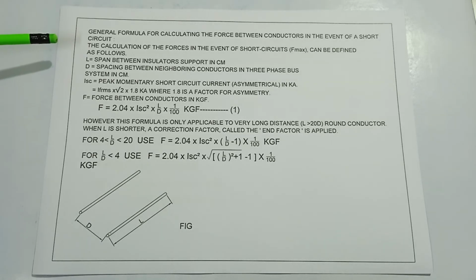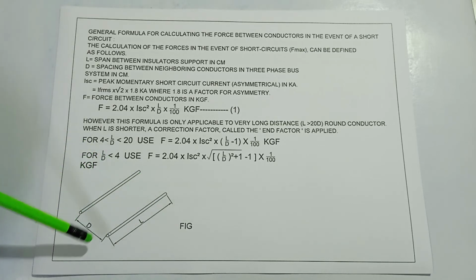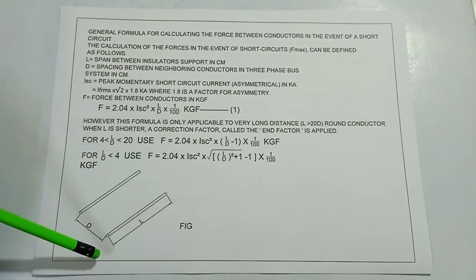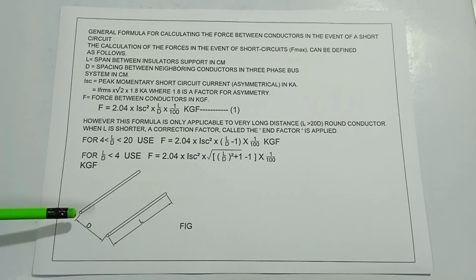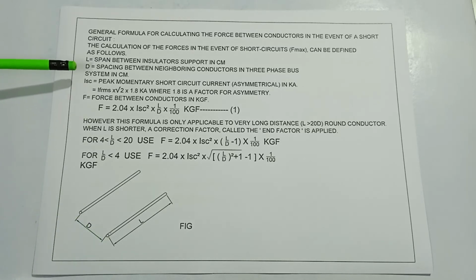The calculation of the forces in the event of short circuits, force max, can be defined as follows. L is equal to span length between insulators. This is the L. Here is one insulator and here is one insulator. D is equal to spacing between neighboring conductors in three-phase bus. This is the distance D. L and D in centimeter.